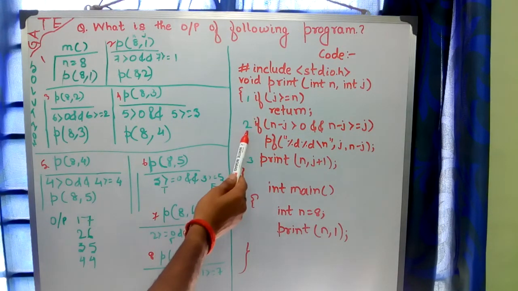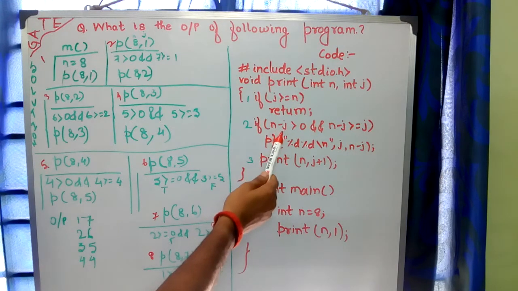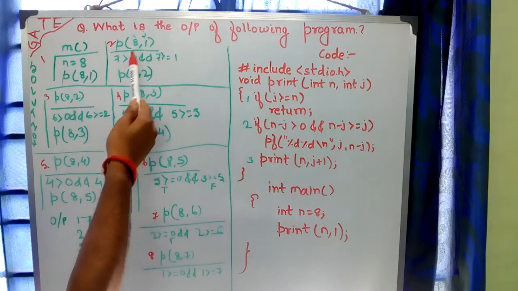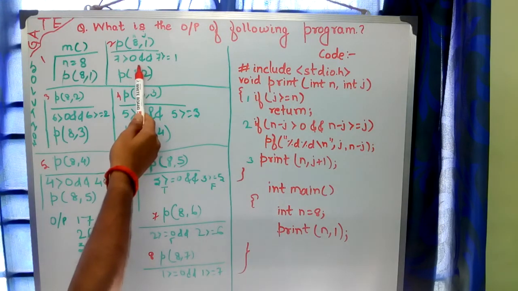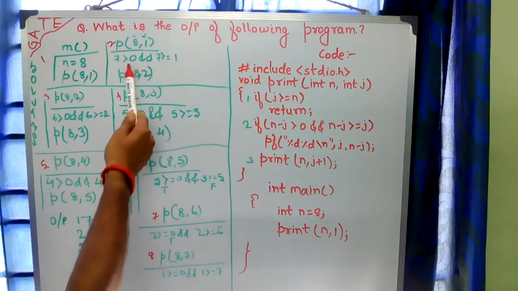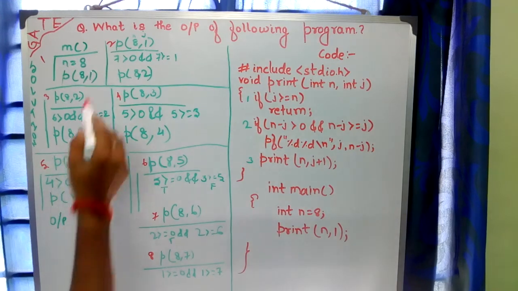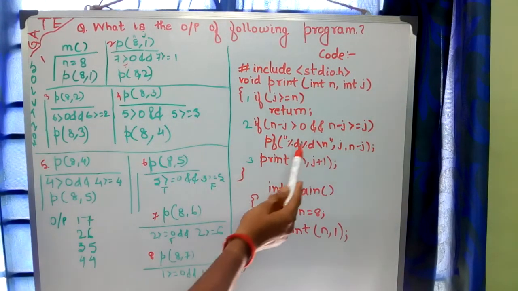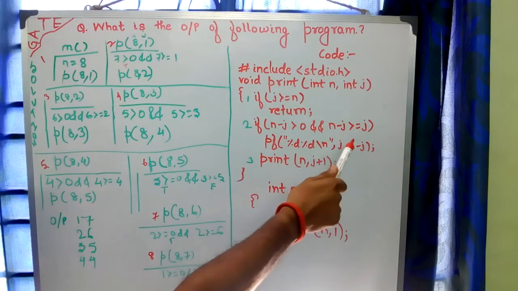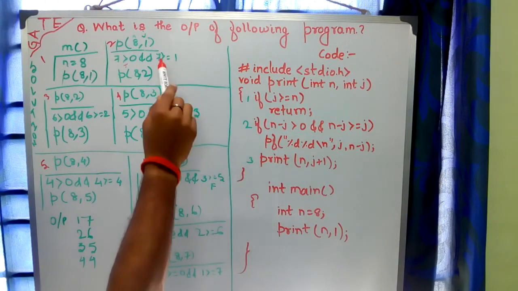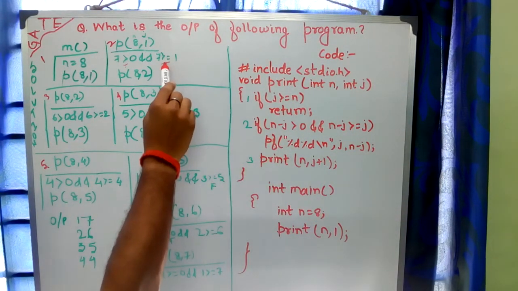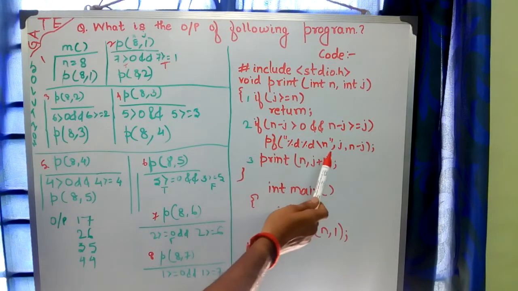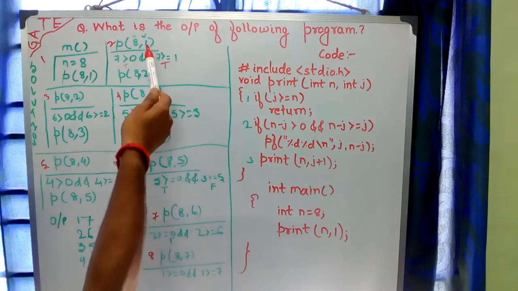Coming to the second statement, n minus j, where n is equal to 8 and j is 1. So 8 minus 1 is 7. 7 is greater than 0 and this is true, so we'll write true here. And 7 is greater than or equal to j, that is 7 is greater than or equal to 1. So this is also true. So this statement will be executed and it will print the value of j, which is 1 here.